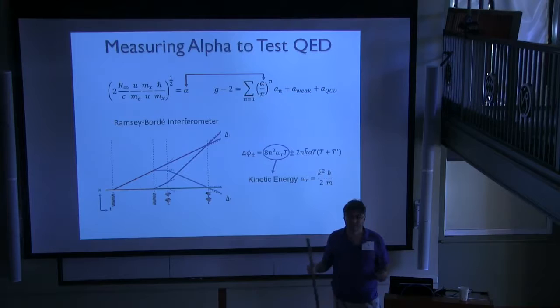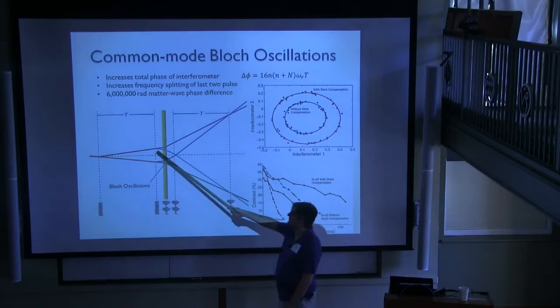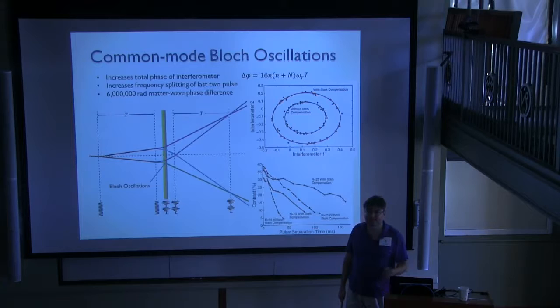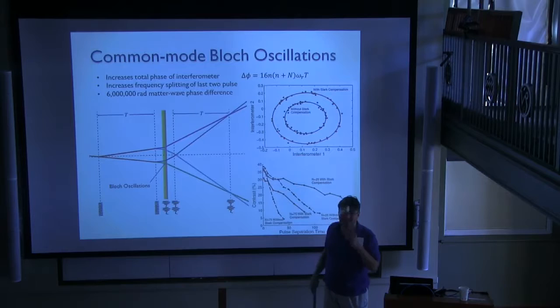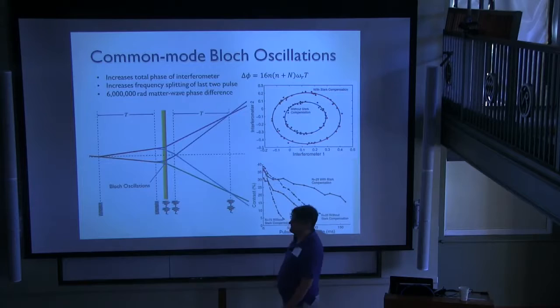The ultimate goal is to go even further because Elisa Nowitzki told me this morning that they're working on an improved measurement. Okay, so maybe we'll be much better in a few years from now. The way to go is to increase the momentum of those atoms because that increases the kinetic energy and therefore the signal. So we added a coherent matter wave accelerator in the middle called Bloch oscillations that increases the total phase and also increases the ratio of the total phase to systematic phases.